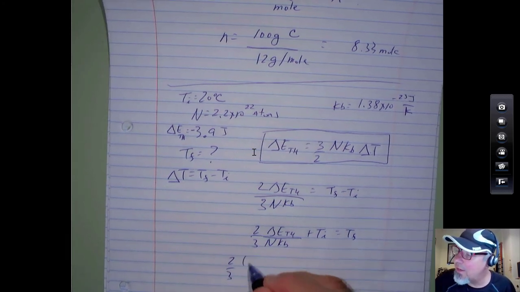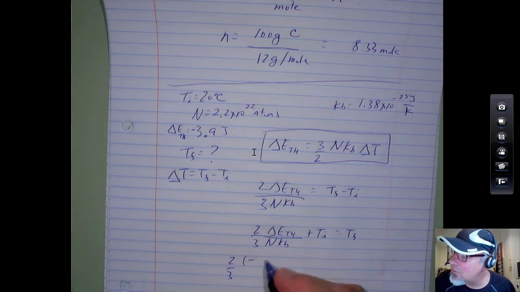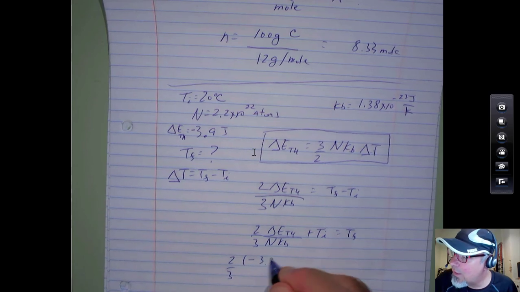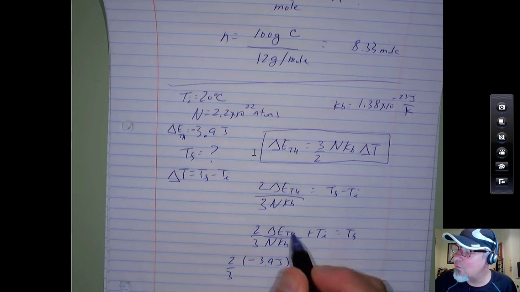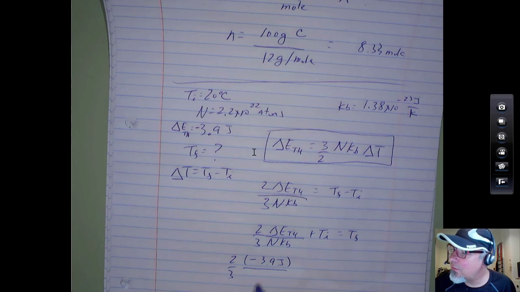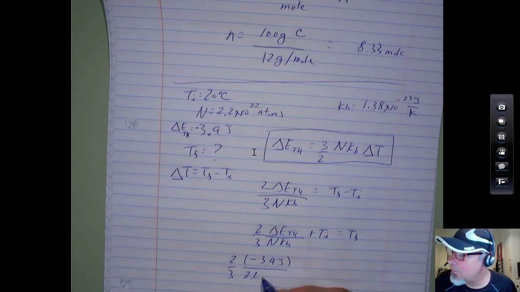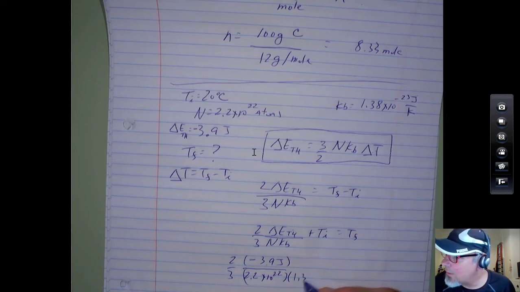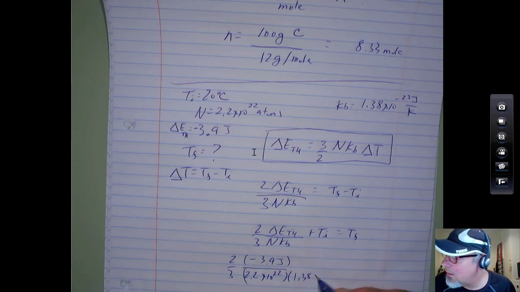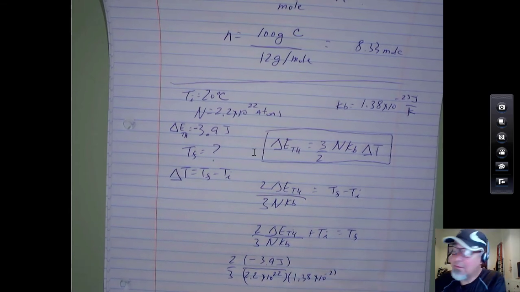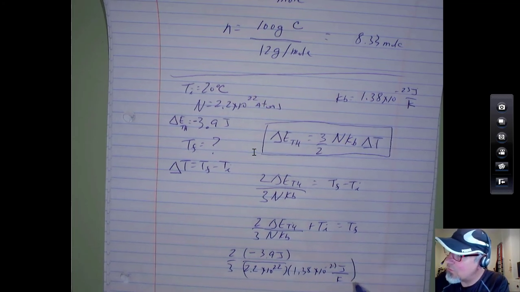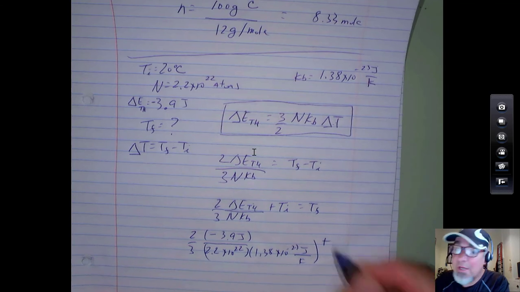2/3, and now negative 3.9 joules. So let's be really careful with the units here. Make sure we see how everything works out. 3.9 joules, that's how much energy has been removed. Now the number of particles, 2.2 times 10 to the 22nd. And then we've got Boltzmann's constant down here, 1.38 times 10 to the minus 23rd joules per Kelvin, so you see how the joules cancels out, plus the initial temperature.